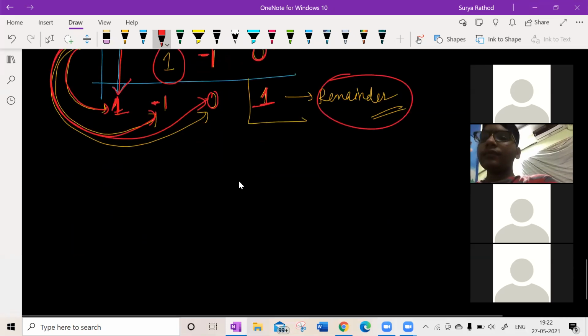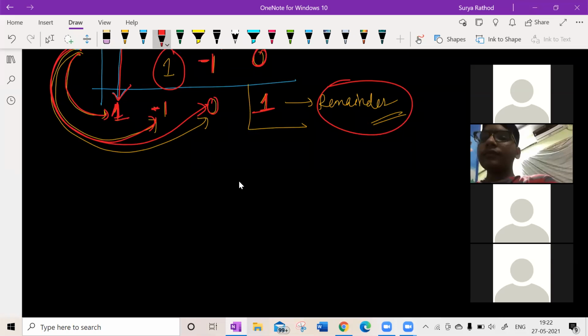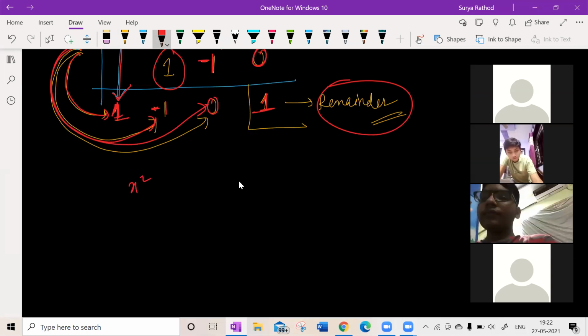So what is my equation now? Look at this here. We are converting the cubic equation into a quadratic equation so that I can find the factors easily, right? So what is my 1 here? 1, right? What is my equation now? 1 into x square minus 1 into x plus 0. Getting my point? So x square minus x.